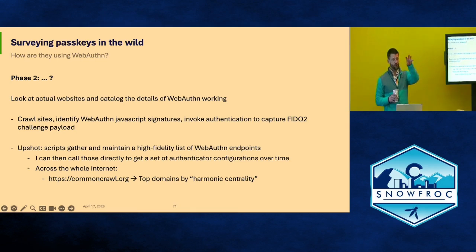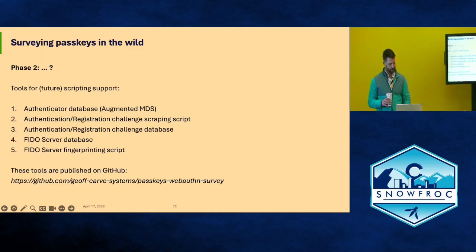And the further version of it is to then go pull from the authentication endpoints and get the JSON payloads that are actually part of the FIDO protocol and see what they look like. And now I can catalog that across the internet, and then that's the end of my step 2, right? So I'm here.